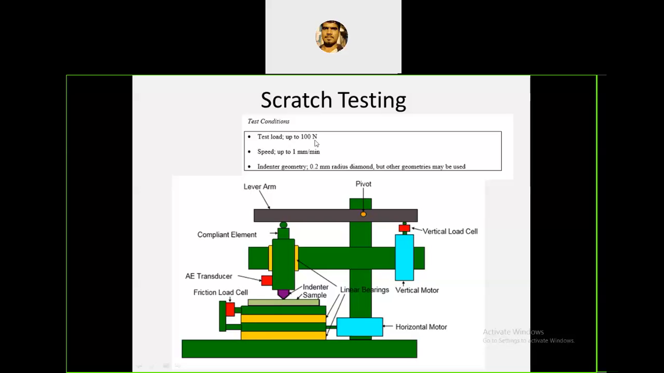Testing load up to 100 newtons we can use, and speed 1 mm per minute, meaning the movement is 1 mm per minute, that much of slow speed. Indenter geometry means the indenter is 0.2 mm radius. We can use diamond, just like a hardness test in your material testing lab. But there we apply only vertical load, whereas here we apply both vertical as well as horizontal load. It moves vertically as well as horizontally, and it forms the scratch. Clear? It's the second type of device.